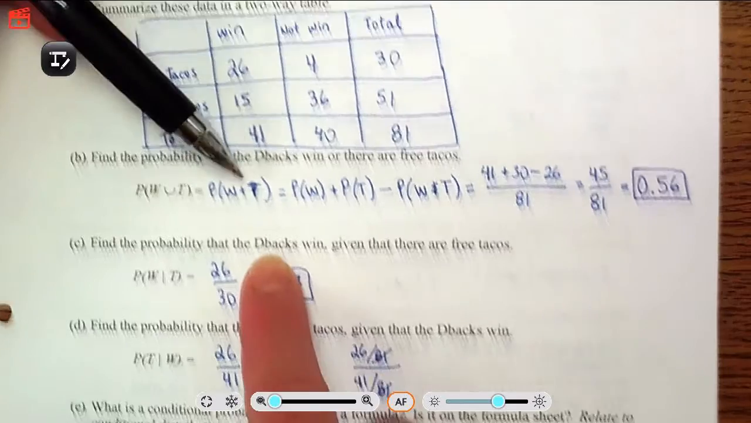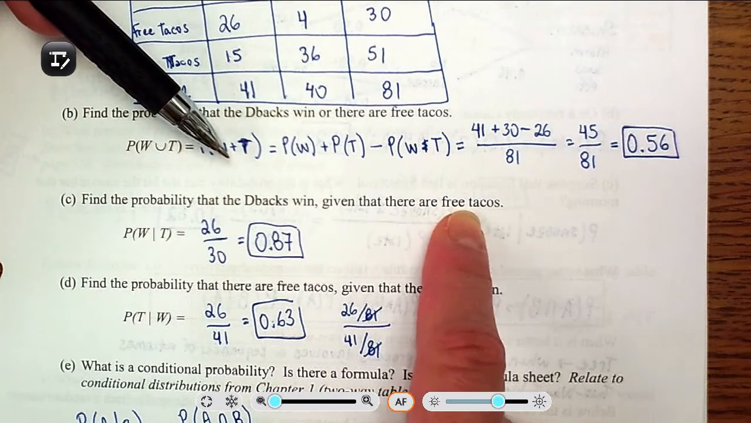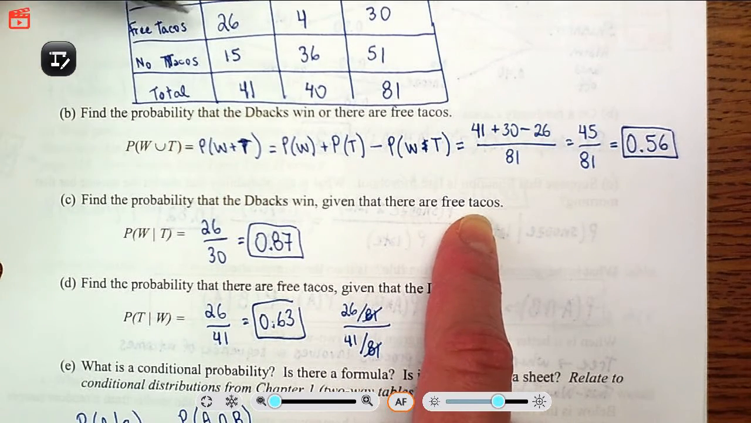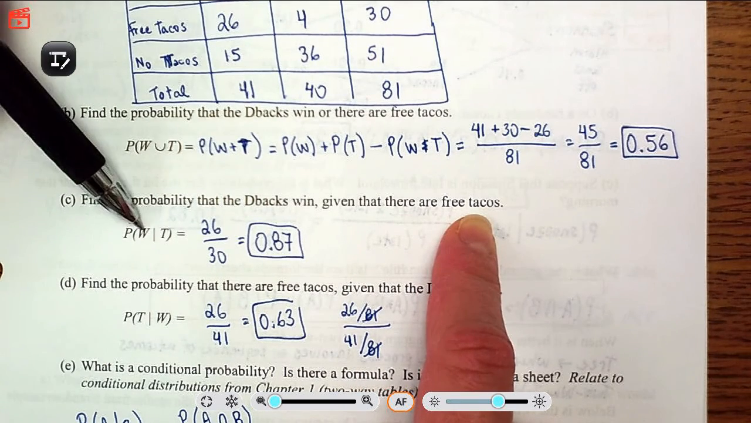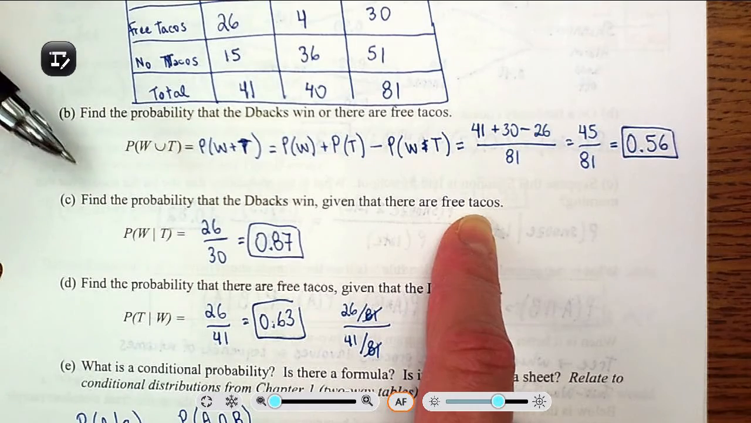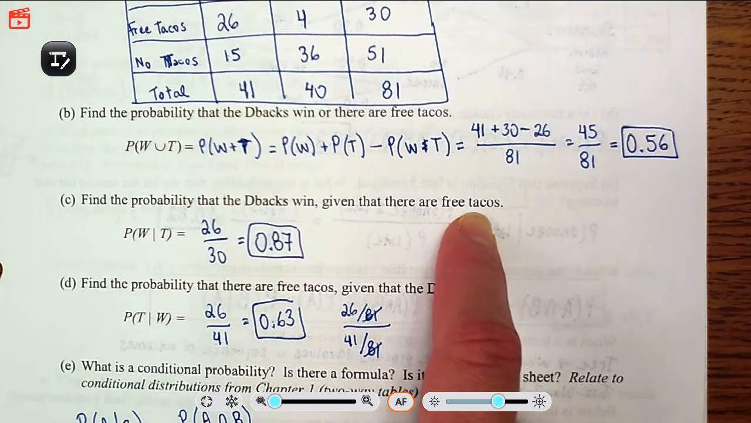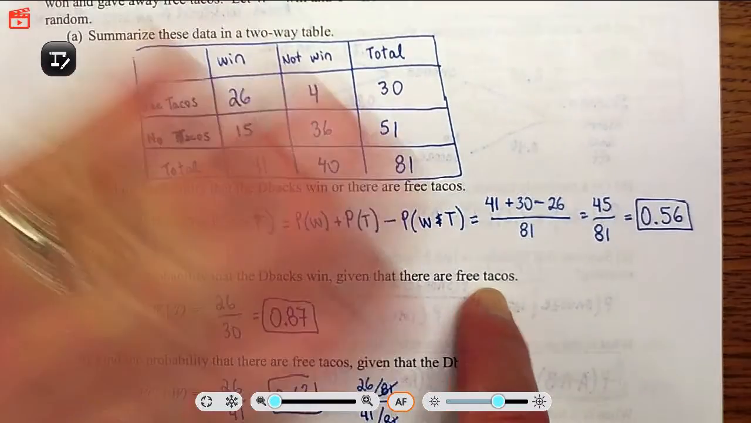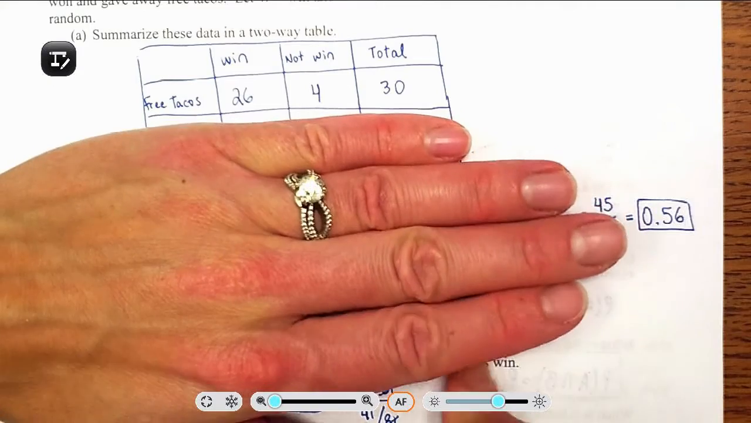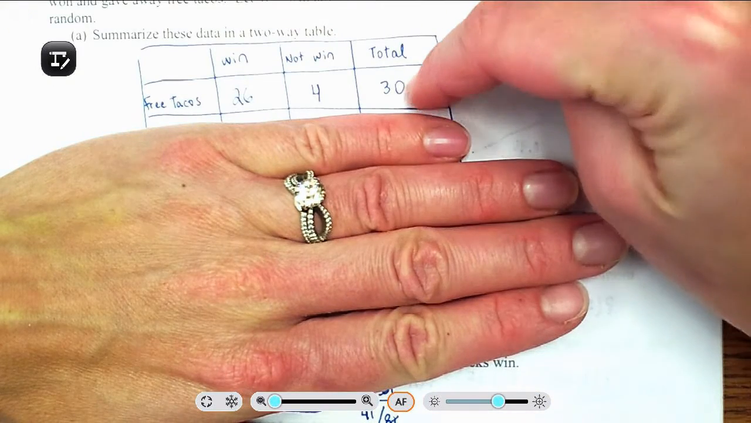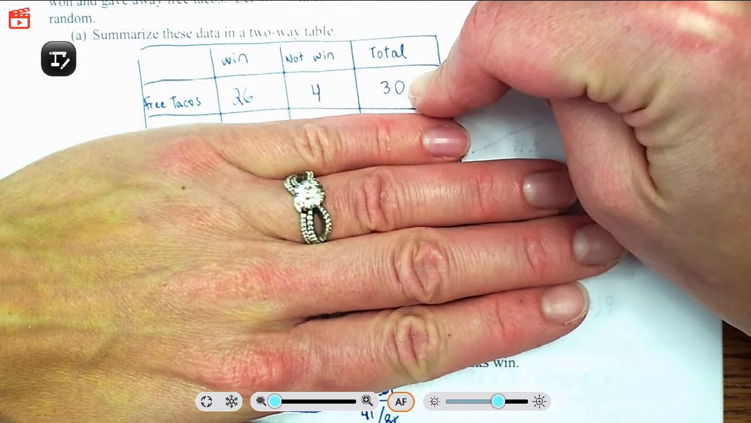Find the probability that the Diamondbacks win given that there are free tacos. So I want to find this notation here, that they win given there's free tacos. In this case, I'm going to cover up some of the table. I want to know only that they win given there's free tacos. So I'm only considering these 30 games where there were free tacos.